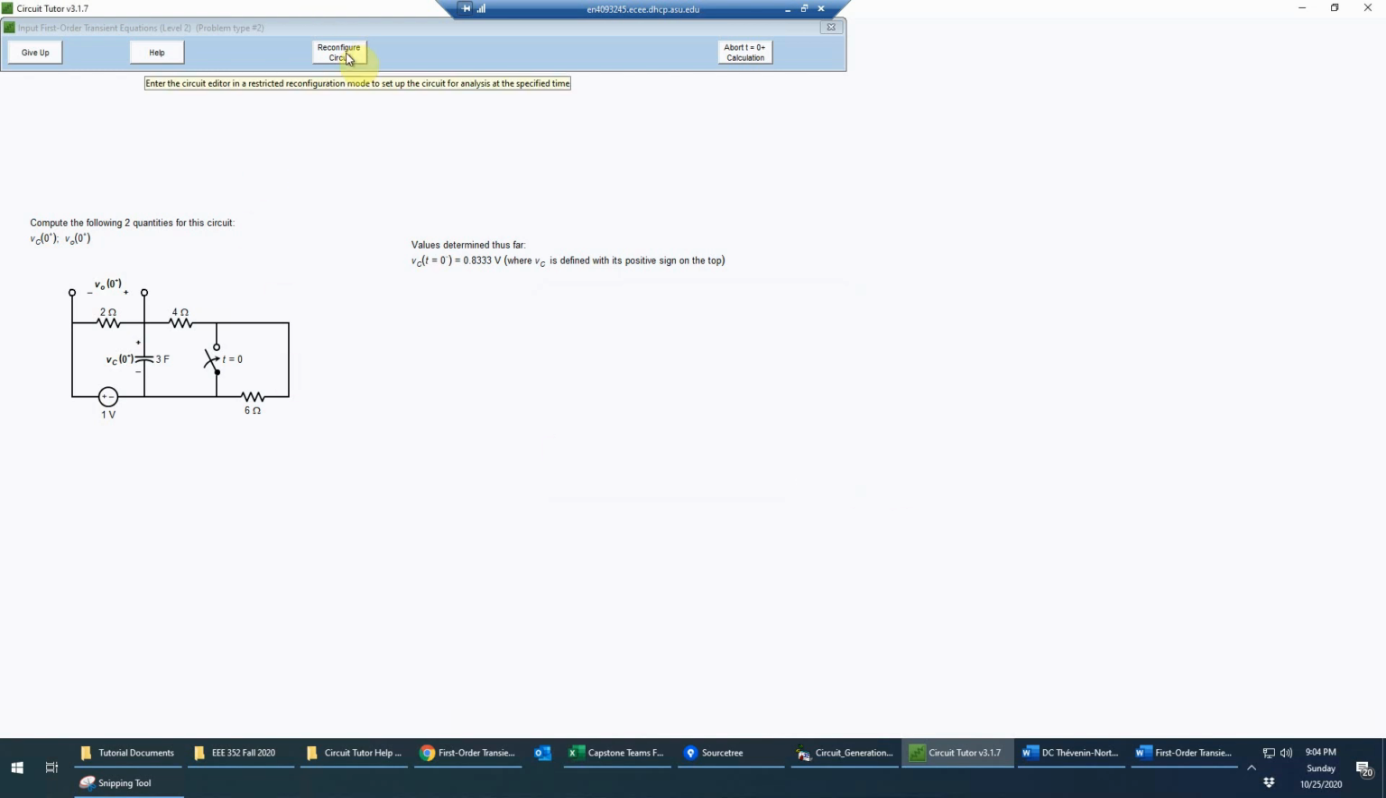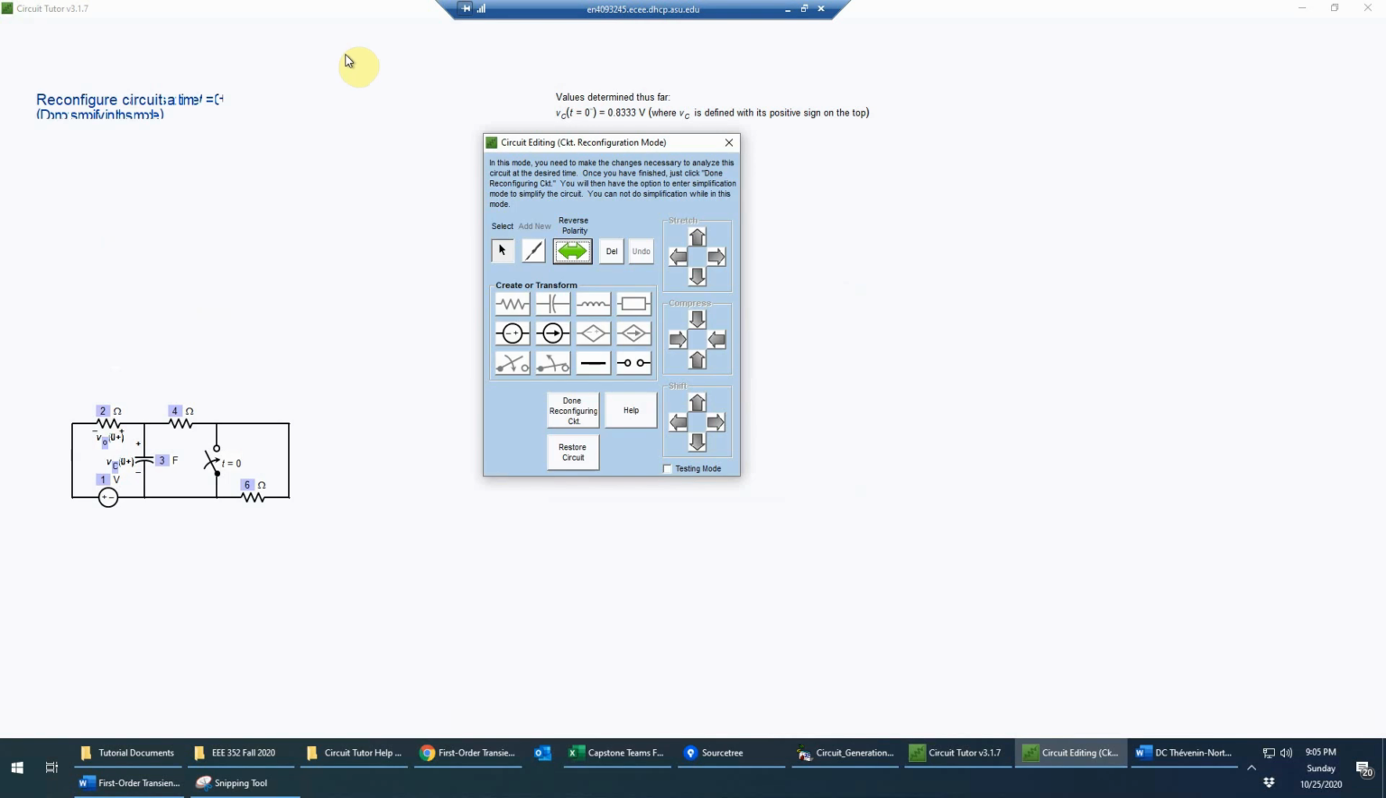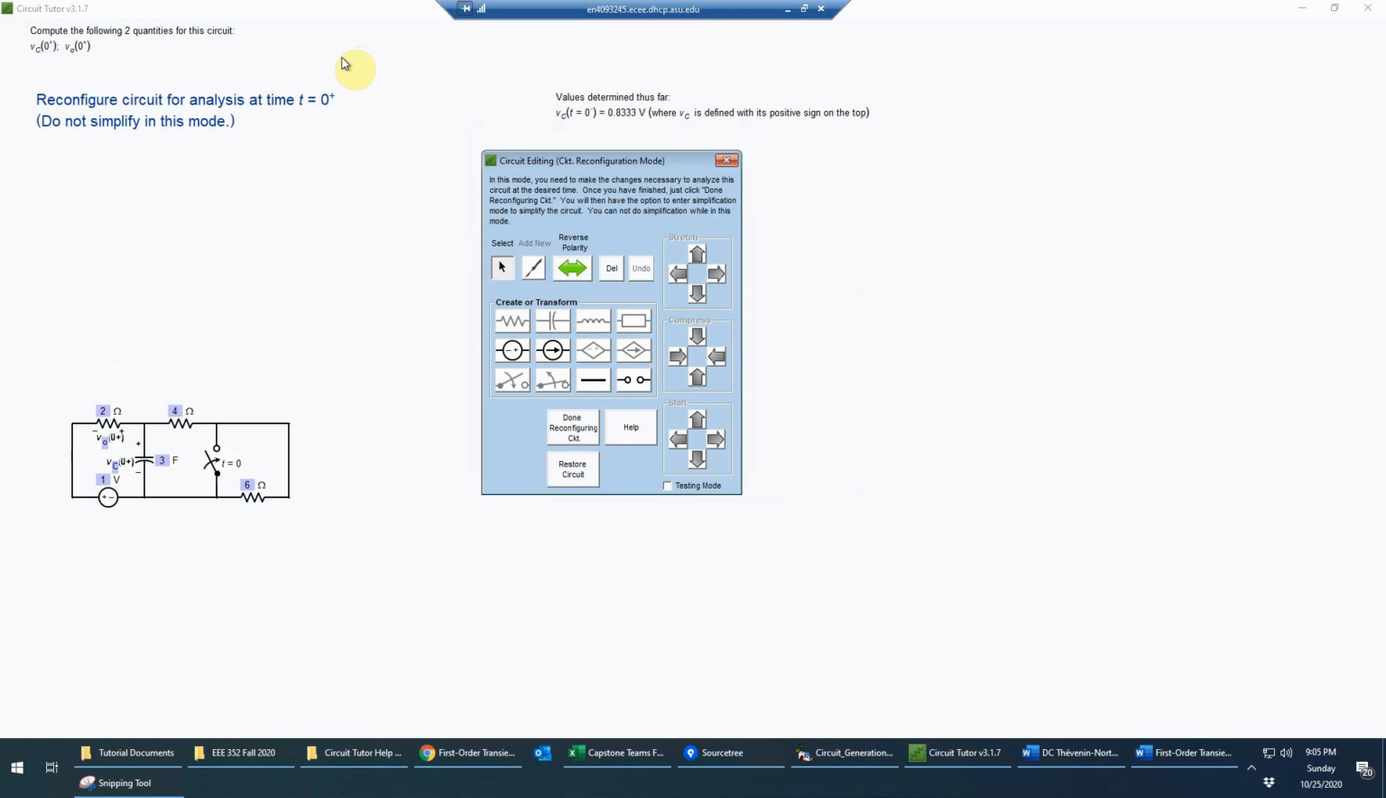So the first thing I need to do is to reconfigure the circuit at this appropriate moment of 0 plus. Because I'm at 0 plus now, that means that the switch will have closed. And so now I can change this switch. Instead of an open circuit, it's going to become a short circuit. Now you may notice right away that that shorts out the 6 ohm resistor, which indeed it does, but remember I'm not allowed to simplify just yet, so I'll have to wait a little bit to remove that resistor.